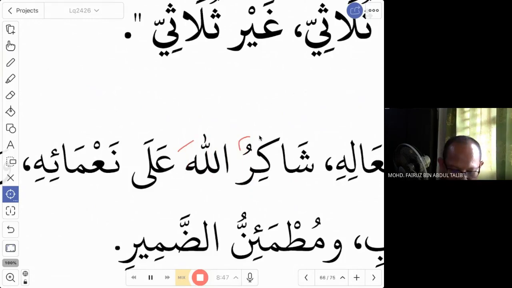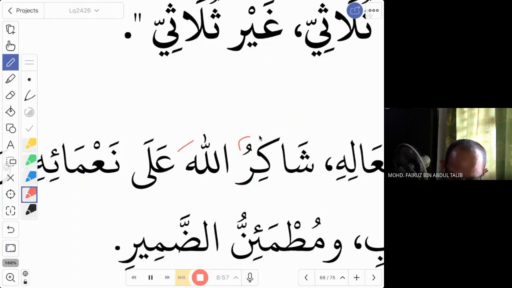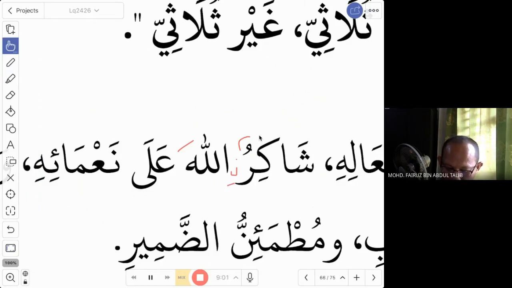So in this case, because shakirun has the nun sound, we change that nun sound to a kasrah. So how do we read this? We say shakirunillah. That is how you read the word. Shakirun Allah, shakirunillah, not shakirullah. Now, shakir is the isim fa'il.